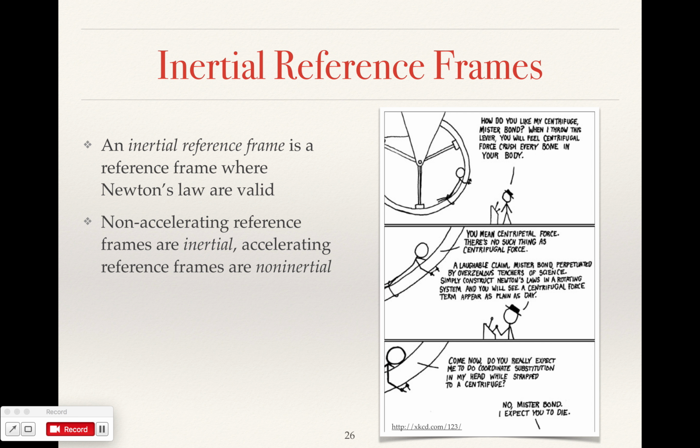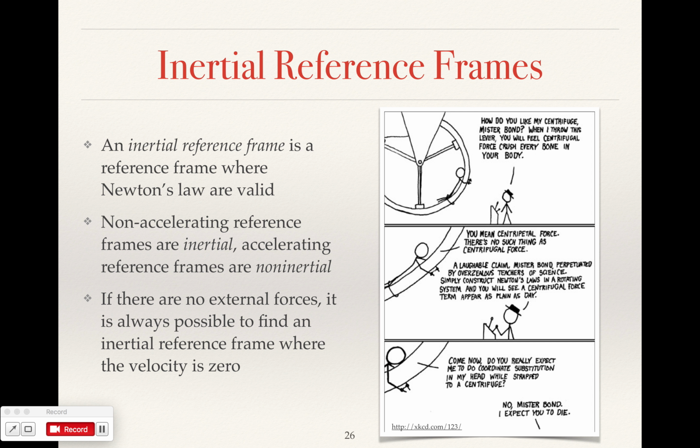So, in general, non-accelerating reference frames are inertial. Accelerating reference frames are what we call non-inertial. And you have to watch out for these accelerating non-inertial reference frames because Newton's laws typically don't work. Now, another important fact: if there are no external forces, it's always possible to find an inertial reference frame where the velocity is zero. And depending on the problem, oftentimes it's useful to find the inertial reference frame where the velocity can be zero.